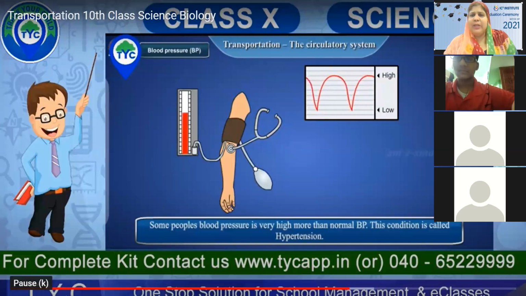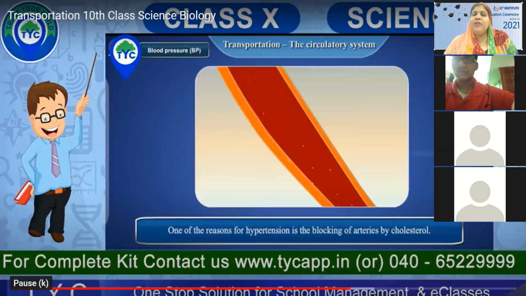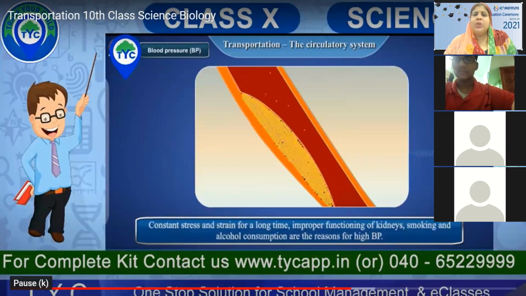Stress and tension is the main cause, and there are many other factors also. One of the reasons for hypertension is blocking of arteries by cholesterol. If the arteries are blocked because of cholesterol, the blood flow becomes very difficult, because the blood cannot flow through the narrow area, and then the heart has to pump vigorously. So that is one of the causes of high blood pressure.